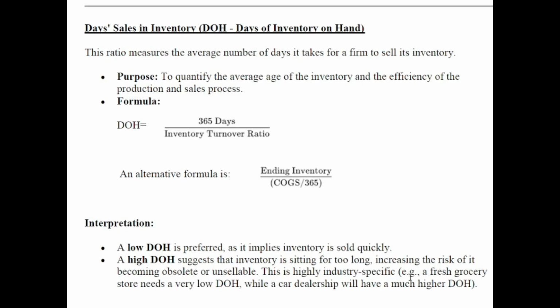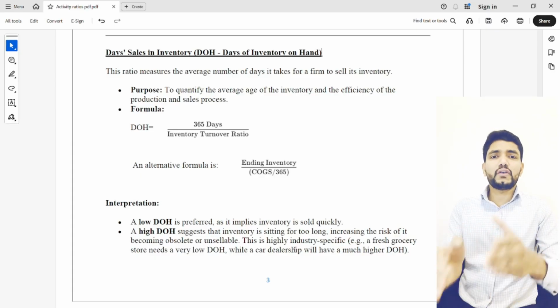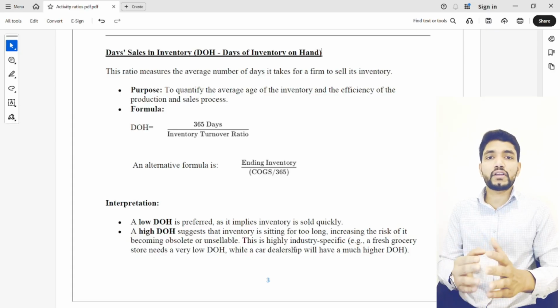For example, a fresh grocery store needs a very low days sales in inventory, while a car dealership may have a much higher days sales in inventory. Again, this should be benchmarked and analyzed industry by industry. A fresh grocery store's days sales in inventory will be very low, but machinery or a car dealership will be much higher. So each business should be compared against the industry benchmark or industry standard.